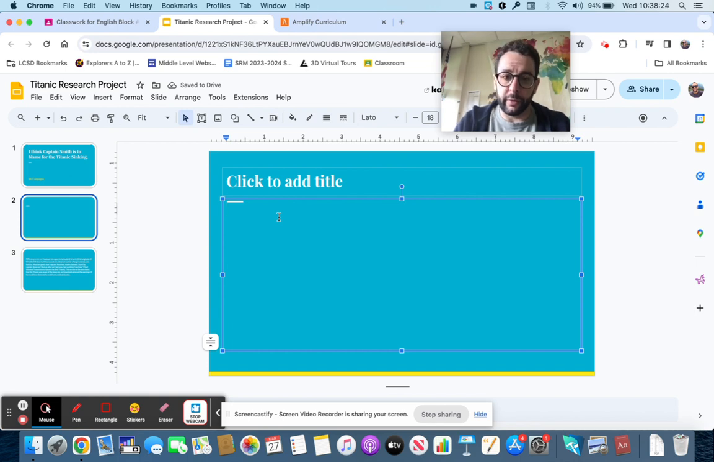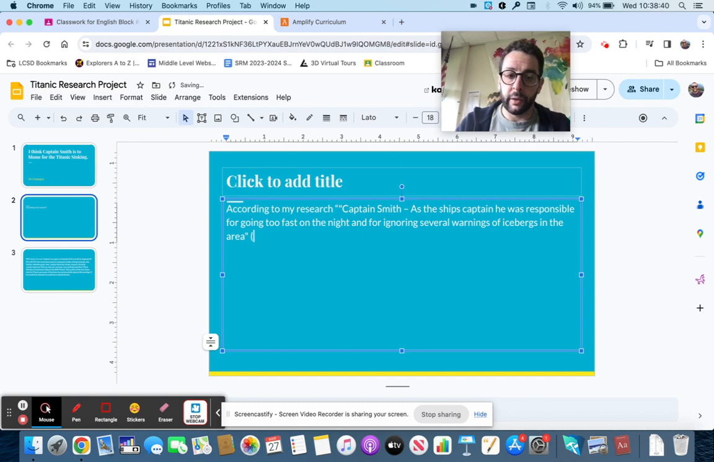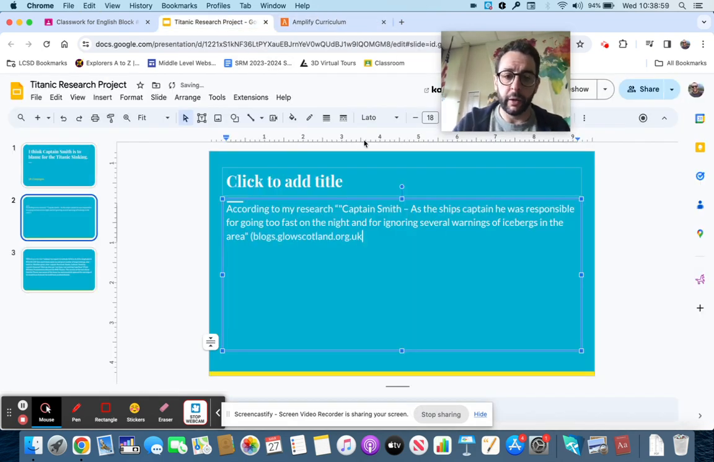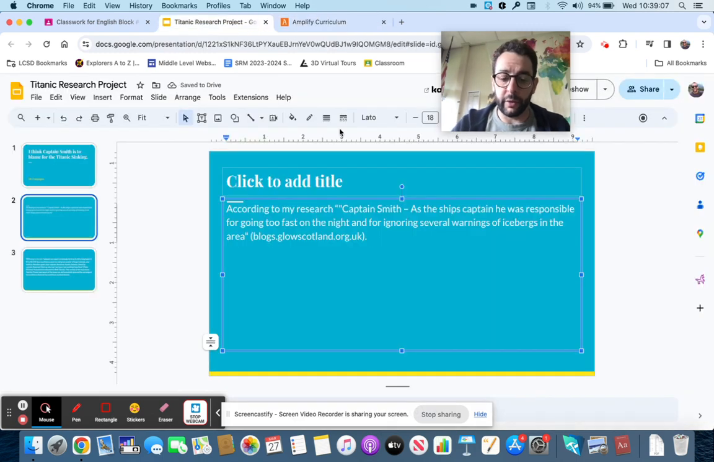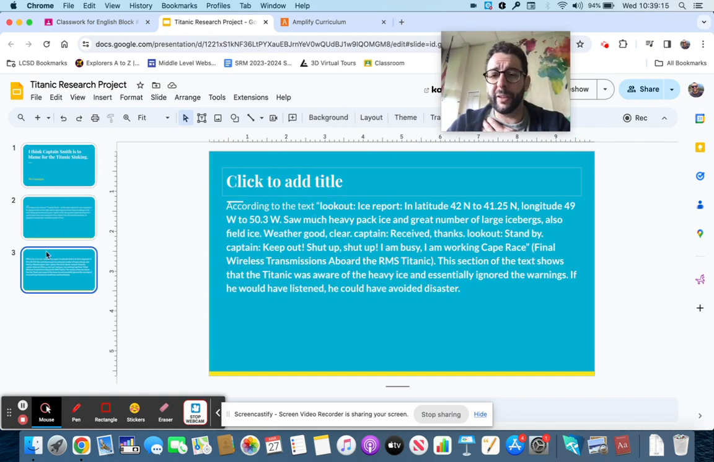I'll be a little bit more entertaining here this time with the introduction. According to my research, you could use that if you'd like. I'm going to add my quote from right here. We got Captain Smith was being responsible. Add my parentheses. If you chose a web source, you want to use just this section before the .org. Okay, that's your publisher. So blogs.glowscotland.org, which I think is a pretty credible website. You're going to put that in parentheses, add your period, and then you're going to add your explanation. Simple. Okay. So same steps. You guys did all the research in Amplify already, so all you have to do is kind of put it together into a nice paragraph.